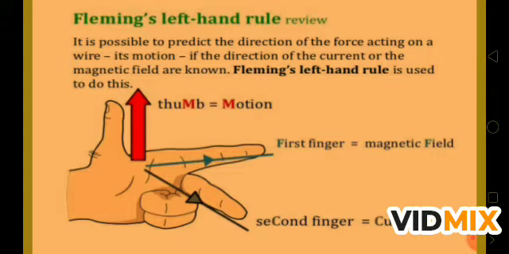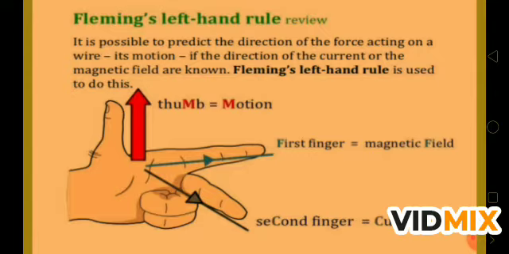It is possible to predict the direction of force acting on a wire, or its motion, if the direction of current or the magnetic field is known. Fleming's left hand rule is used to find this. So the thumb indicates the motion, or the force acting on the wire when current is in the wire, the first finger indicates the magnetic field and the second finger indicates the direction of current.